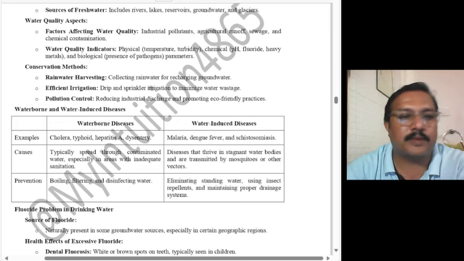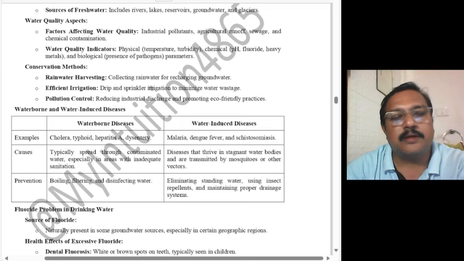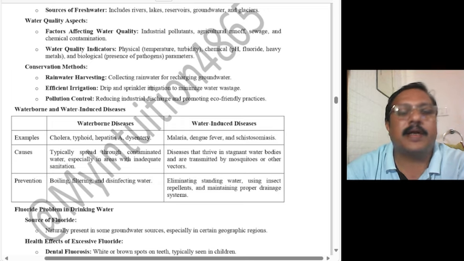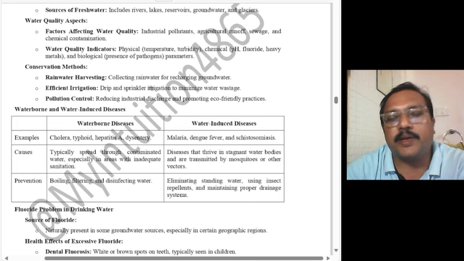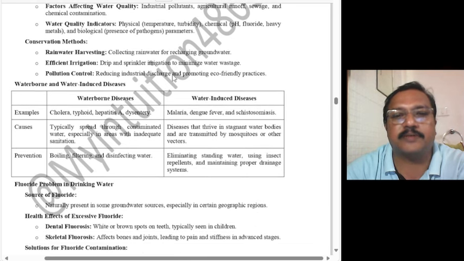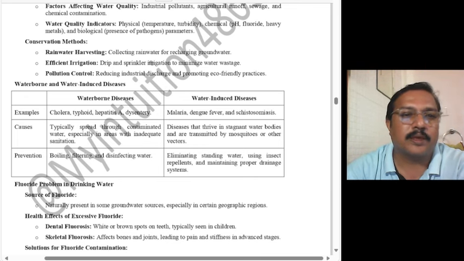Since water is limited and can become polluted, conserving and protecting it is very essential. Some of the methods used to conserve water and improve water quality are rainwater harvesting, efficient irrigation, and pollution control.